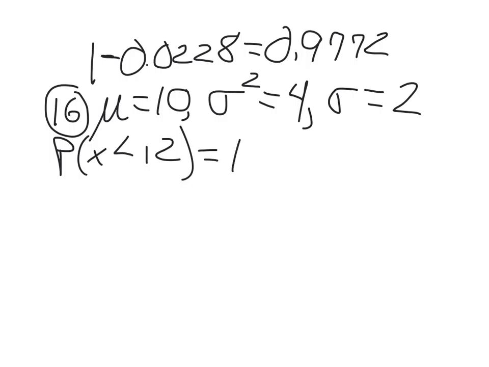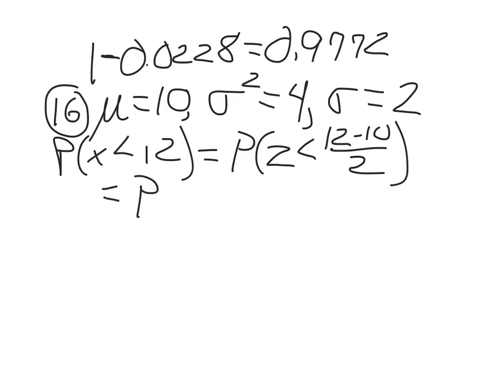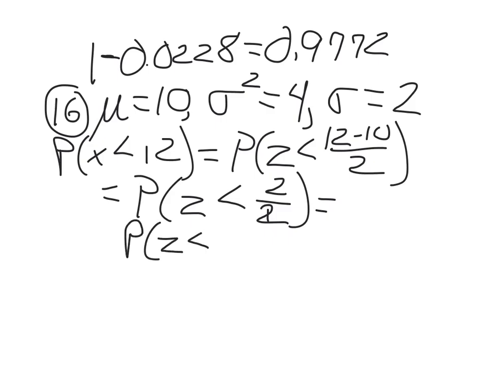So when I want to solve that problem, the probability that x is less than 12, I'm going to have the probability that z is less than 12 minus 10 over 2, and that's going to be the probability that z is less than 2 over 2, and that's going to be the probability that z is less than 1, and all you have to do is look that up in the table, and that's 0.8413. Okay? Not scary at all, is it? Not a bit. Okay? Good. Let's look at 17.